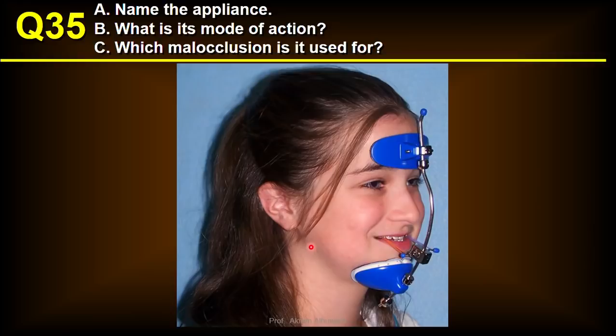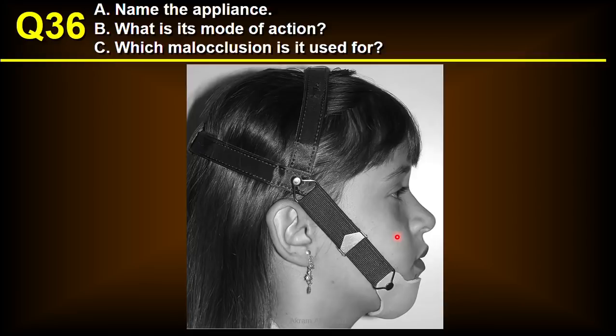Name the appliance. It's a reverse headgear. What's the mode of action? It protracts the maxilla forward. Which malocclusion is it used to treat? Class 3 malocclusion. Name the appliance. It's a chin cap. What's the mode of action? It redirects the growth of the mandible in a backward and downward direction. Which malocclusion is it used to treat? Class 3 malocclusion.